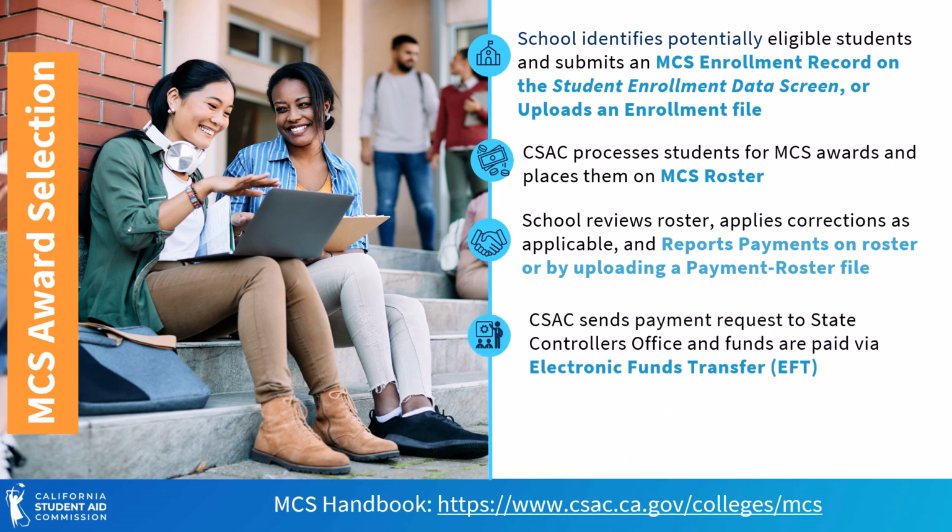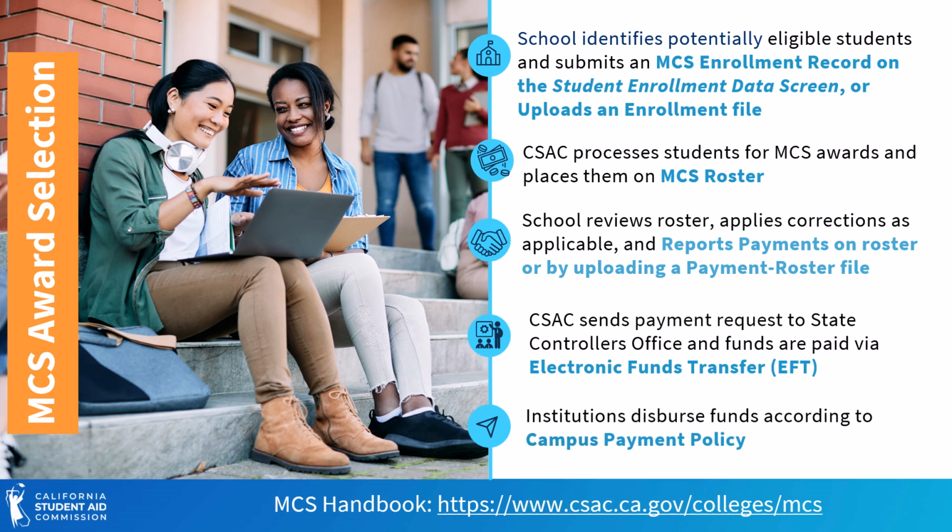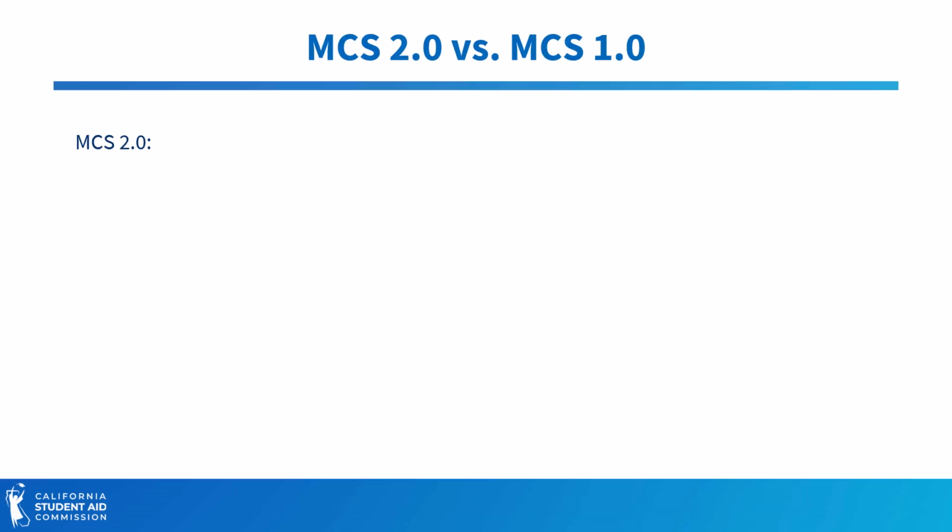Once you have awarded students loaded onto your 01 roster in web grants, your school can begin to report payments for eligible students. Reporting student payments in web grants generates payment requests to the State Controller's Office, and MCS funds are then sent to your campus via electronic funds transfer. Institutions will disperse funds in accordance with campus payment policy.